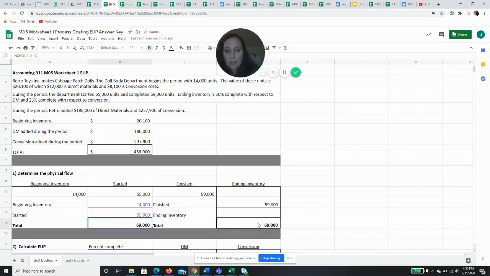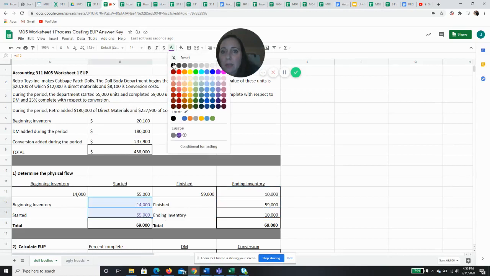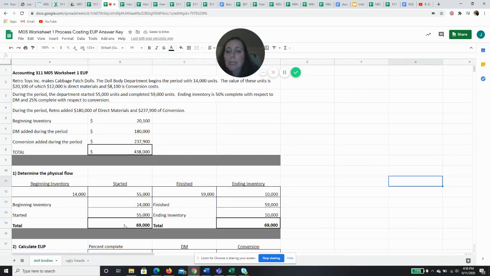Okay, because this has to equal this. So to figure out ending inventory, I just say, what number do I need to add to 59,000 to get 69,000? And it's 10,000 in ending inventory, okay? So I have figured out my ending inventory because I'm only given three of the numbers that I need, but I figured it out. I'm going to just change this to black because that's annoying me. Okay, but since I know that beginning inventory plus whatever we started equals what we finished plus ending inventory, I was able to back into the number and figure out my missing piece, which was the ending inventory.